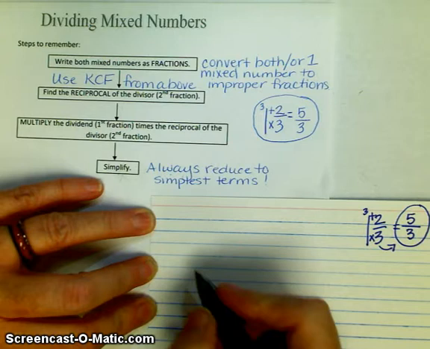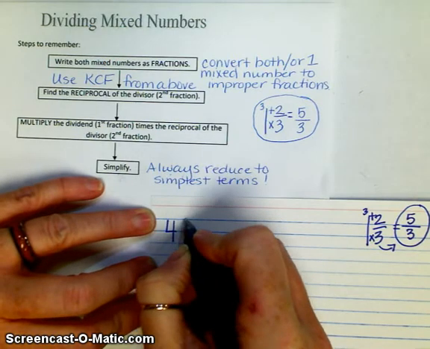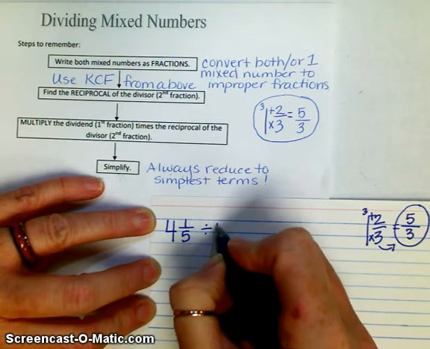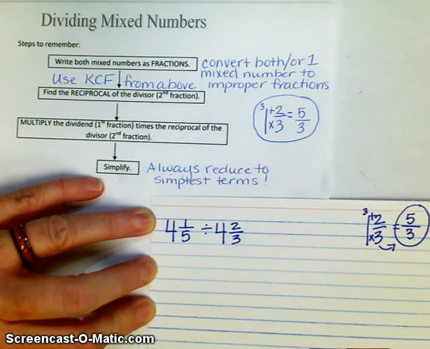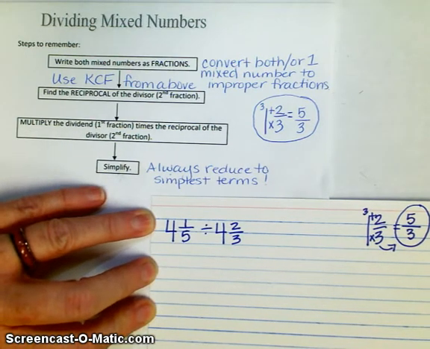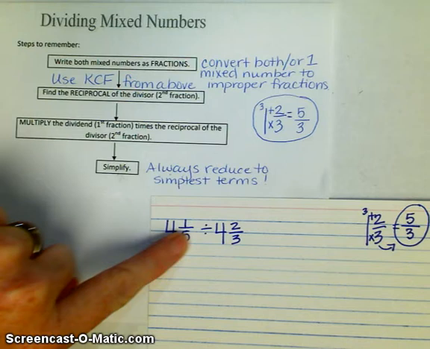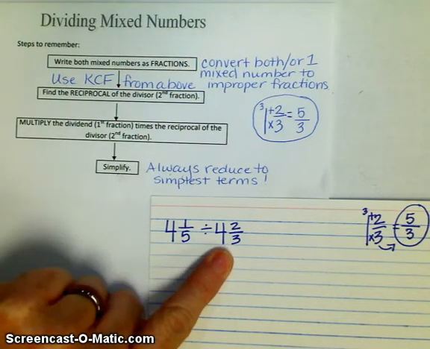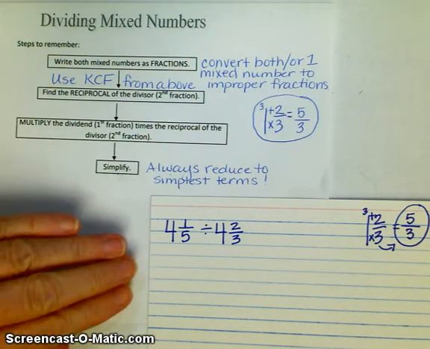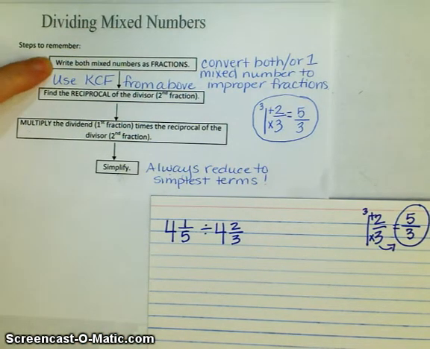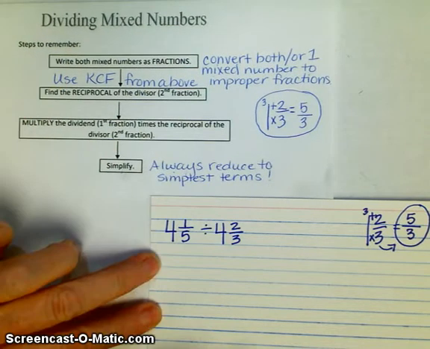The problem that I'm going to do for you now is 4 1/5. That's a mixed number. I want to divide that by 4 2/3. Two mixed numbers. Now let's look at these notes up here. The steps to remember is we first have to convert both of the mixed numbers, or if I'm only given one mixed number, to be an improper fraction, just like we did over here. We have to do that first. So that's why the first step is write both mixed numbers as fractions. Let's do that right now.